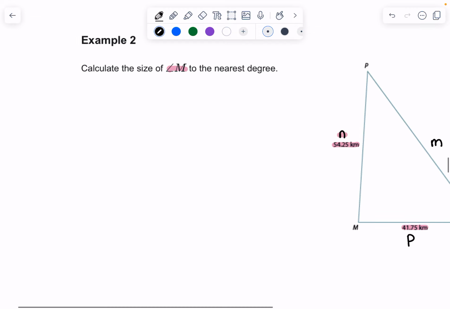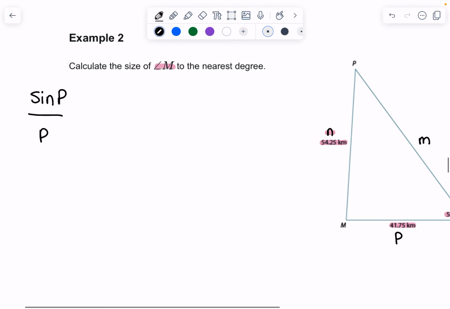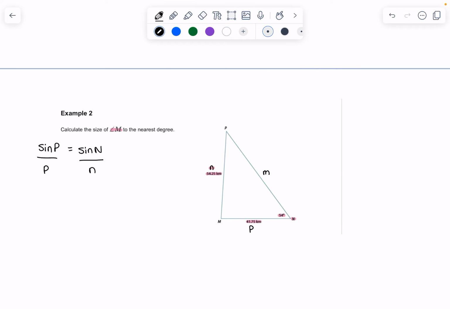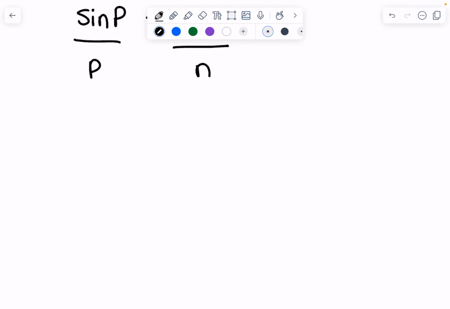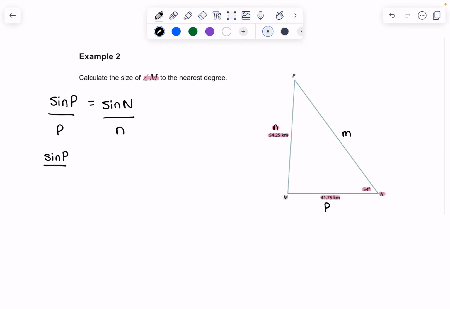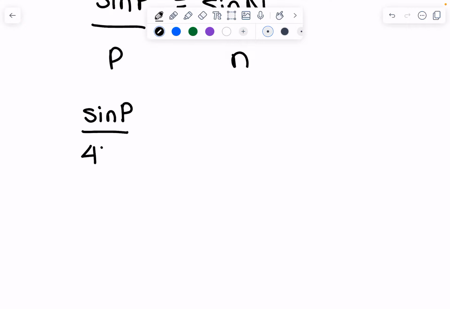Okay, so the first step, we are going to try to figure out what angle P is. I'm going to set it up in relation to sine of P and the value of N. Okay, nice and straightforward. We're looking for an angle, therefore we're going to put the angle on the top. Exact same stuff as before. You're going to plug in everything that you know. We don't know what P is. It's in the top left-hand corner. We're expecting that, but we know that the side length is 41.75.